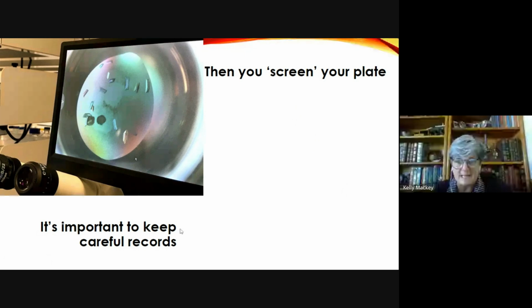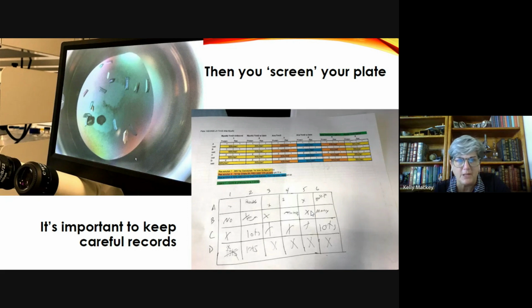And then it's really important. You've got this plate with multiple wells, rows and columns, and every one of them could have something different in it. So it's really important to keep careful records. What is in each and every one of those wells? And then what kind of crystals did you get, if any?